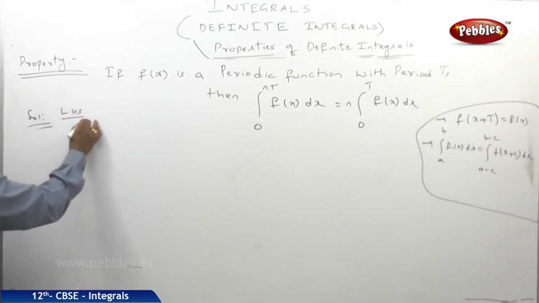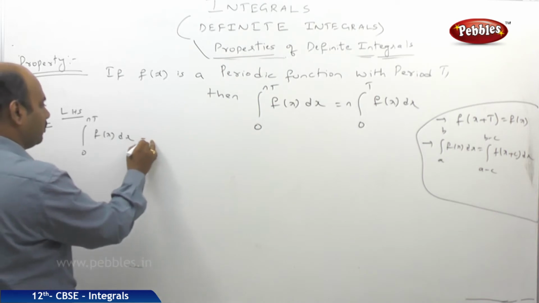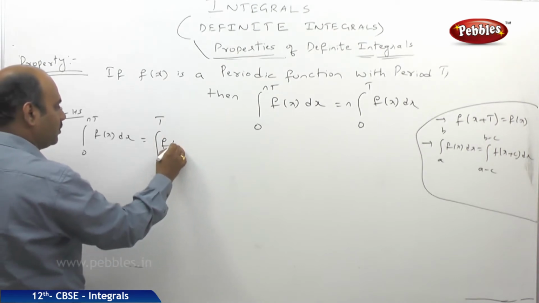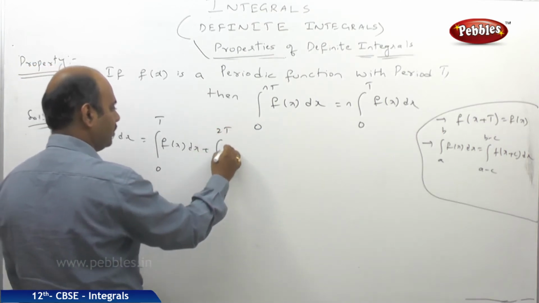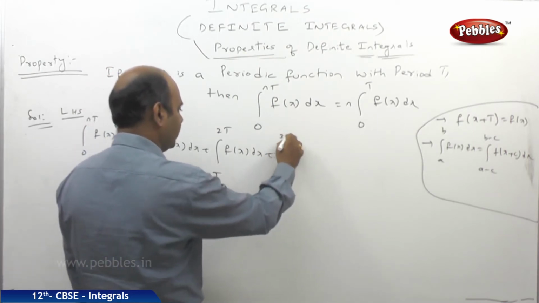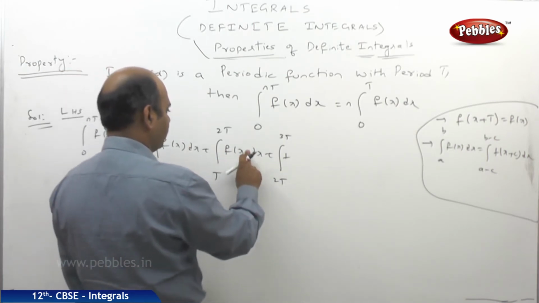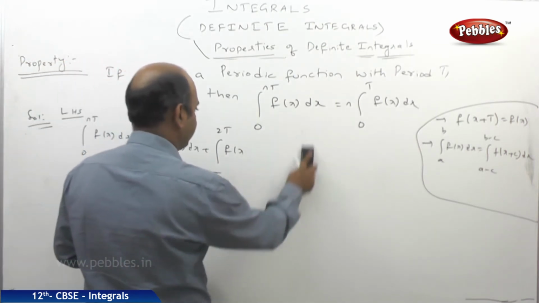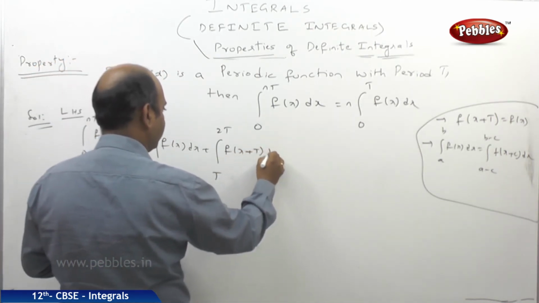What is our LHS? Integral of 0 to nt f of x dx. This is how I will write it: 0 to t, because n refers to some natural number, 0 to t f of x dx. Again the function goes like this, from t to 2t f of x dx. Again from 2t to 3t, here f of x dx, so here I will write it as f of x plus t dx.